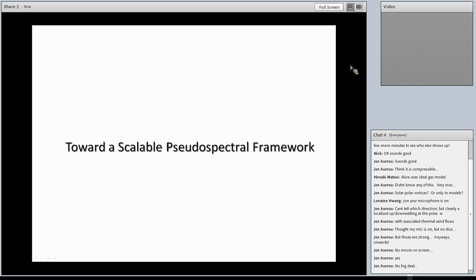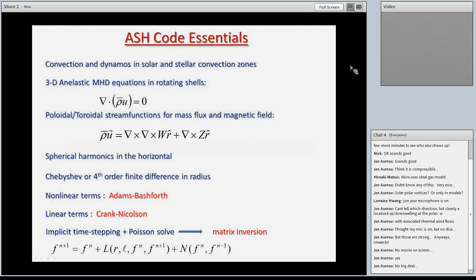Where was it? Okay. So yes, we've done all of these simulations with a code known as the ASH code, and I've done a lot of work in the last year and a half in getting this code to scale out to something like 30,000 cores. So these are just a few essentials.